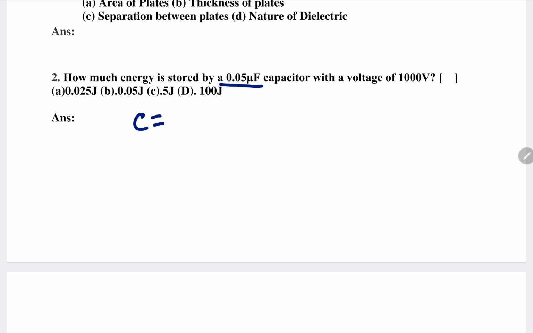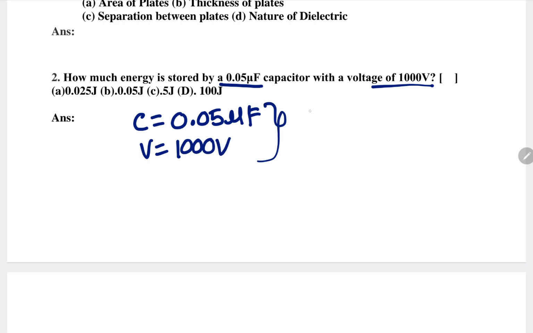So C is equal to how much it is given? 0.05 microfarad, and with what voltage? 1000 volts is given. So V is equal to 1000 volts. We need to calculate the energy stored by the capacitor. E is equal to, what is the formula? Half CV square.